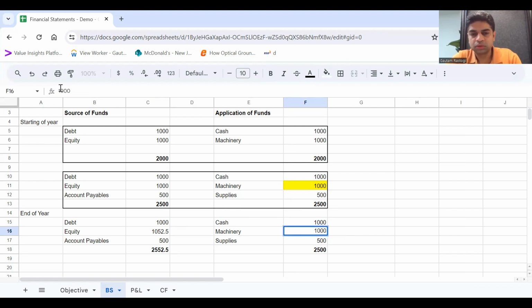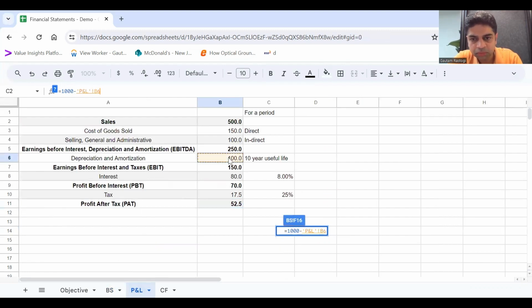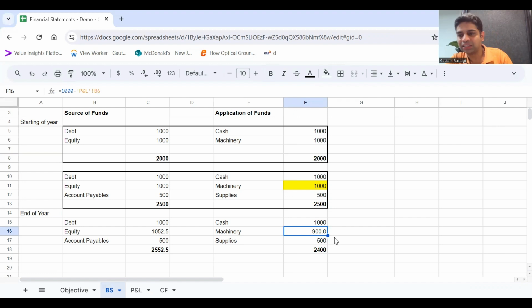So this machinery is already sweated for 1 year, so you need to reduce $100 from it. Okay, because that has 9 years life left, right? So you got to show the amount which is equivalent to the life that the asset has remaining on it. That's why you have to net the $100 off. All right, so again, the balance sheet is not balancing.